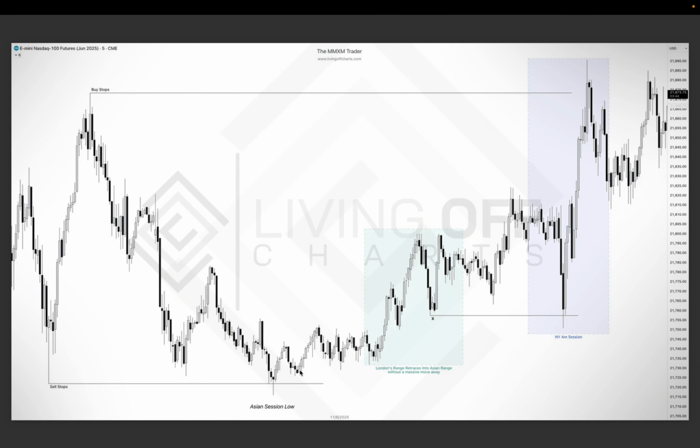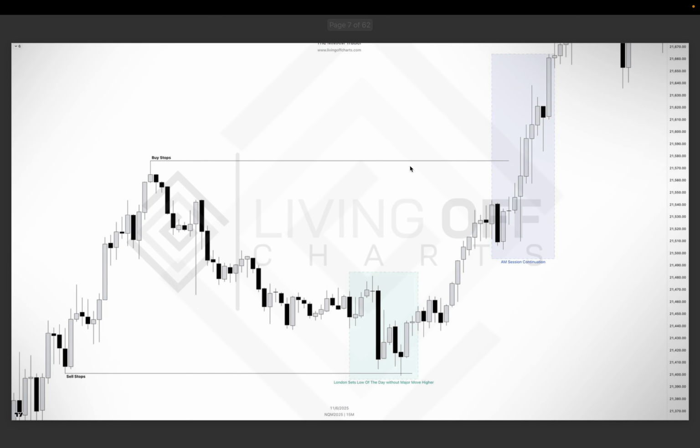So without that overextension in Asia and London seeing a retracement in, we can anticipate a clean New York AM session. Okay, and you can see New York then just drops down below relative equal lows, and then you see it expand higher.